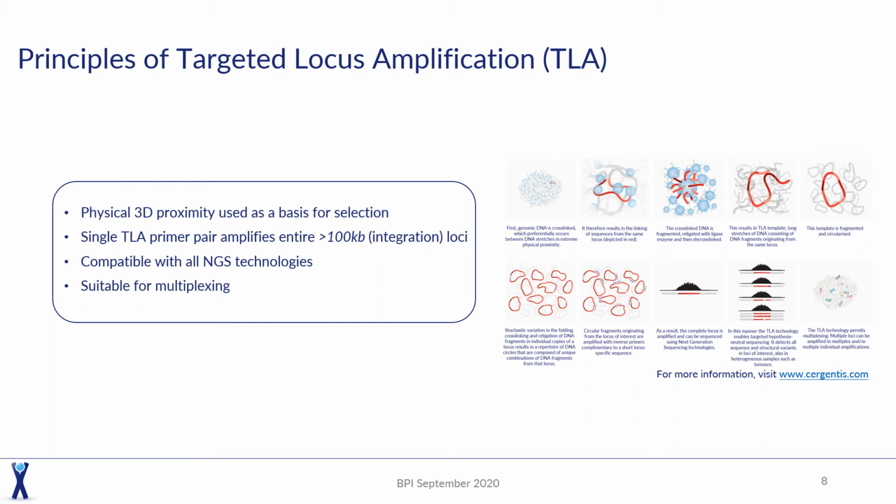But I'd just like to say that we base our TLA technology on the fact that DNA that's on the same locus, on the same strand, is also often in the 3D conformation of the cell in close proximity to each other. With a single TLA primer pair, we can amplify an entire 100 kb, so 100,000 bases, of your integration sites. And it's an enrichment technology that will readily allow you to sequence these reads and loci with any NGS technology, whether it's Illumina or PacBio sequencing, for example. It's suitable for multiplexing, meaning that if you want to look at, for example, different vectors being integrated into the same sample, we can readily do that by just adding a few more primer pairs.